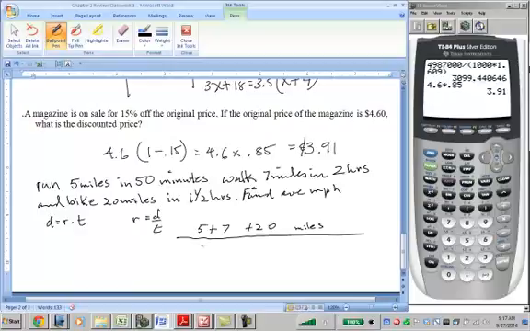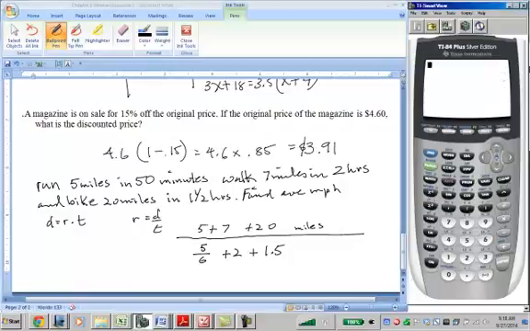Now we want to do this in terms of hours. So that's going to be 50 over 60, which is 5/6, plus 2, plus 1.5, because we're going to do this on the calculator. Okay, so 5 plus 7 is 12, plus 20 is 32. So we'll have 32 divided by the sum of the denominators.